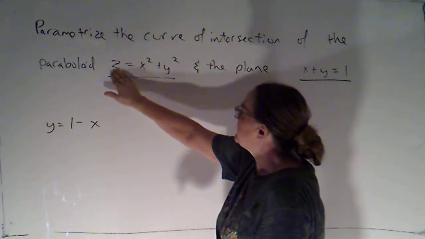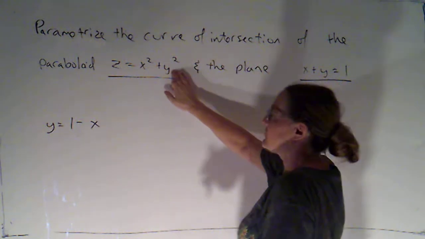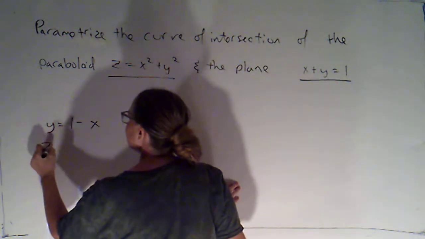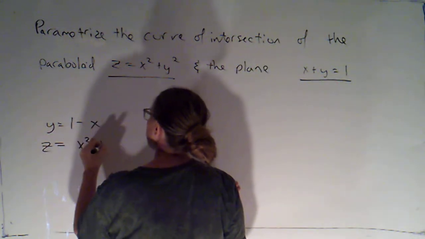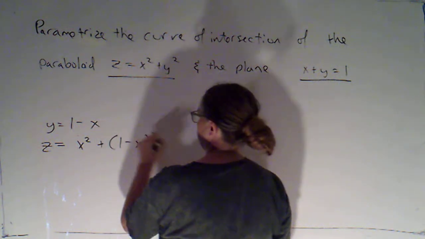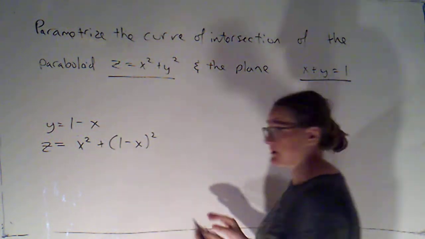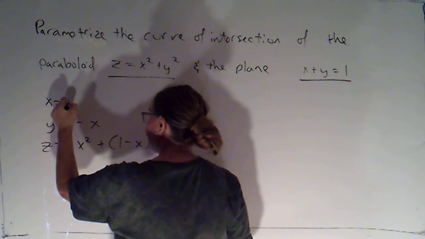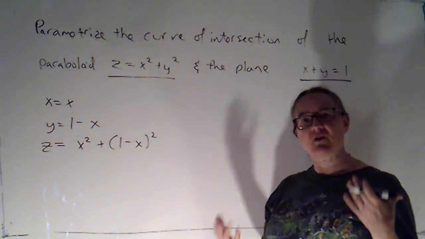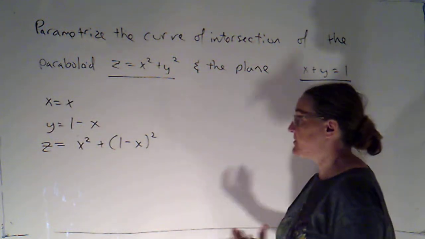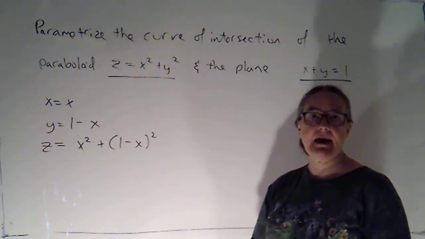Now, since I've described z here in terms of x and y, but I can describe y in terms of x, I could then say z is x squared plus (1 minus x) squared. And obviously, I can describe x in terms of x because it's just x. So I've described all 3 variables in terms of 1 variable. Here I'm calling it x.